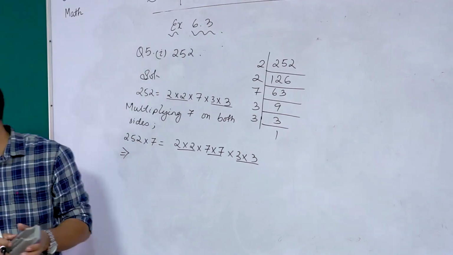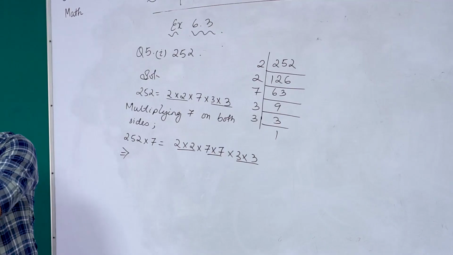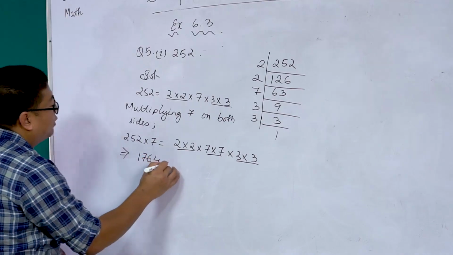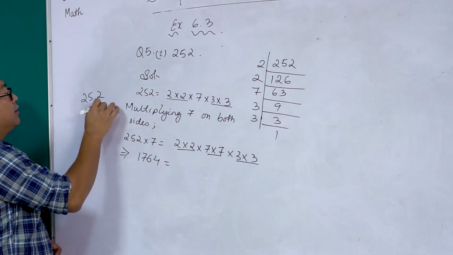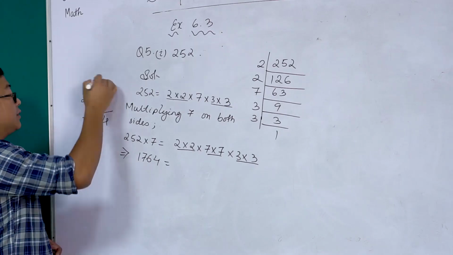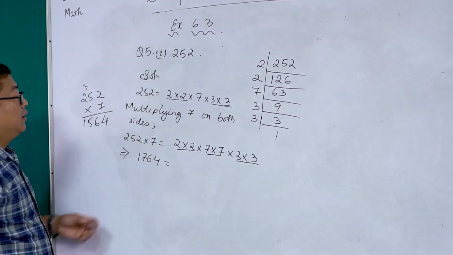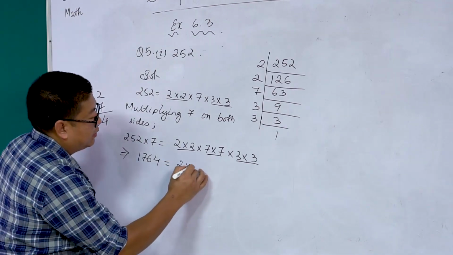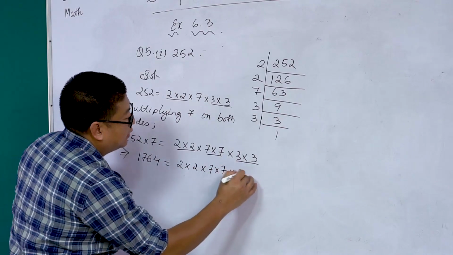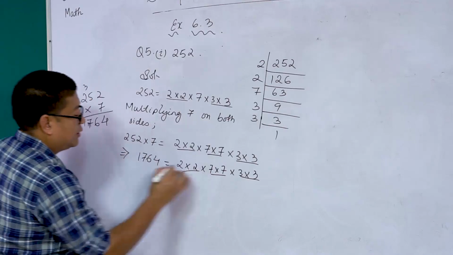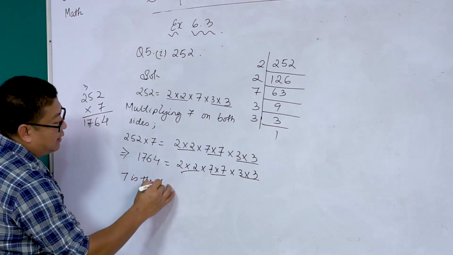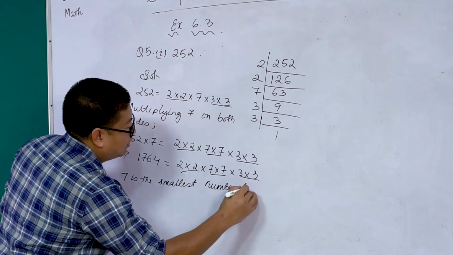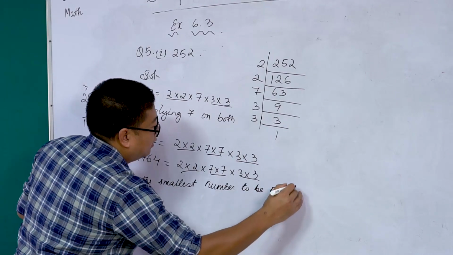Now when you multiply 252 into 7, you get 1764. You can check it out here. 7 twos are 14, 7 fives are 35, 36, 7 twos are 14. So, sorry, plus 3 is 17. All right, 2 into 2 into 7 into 7 into 3 into 3. That means 7 is the smallest number to be multiplied.